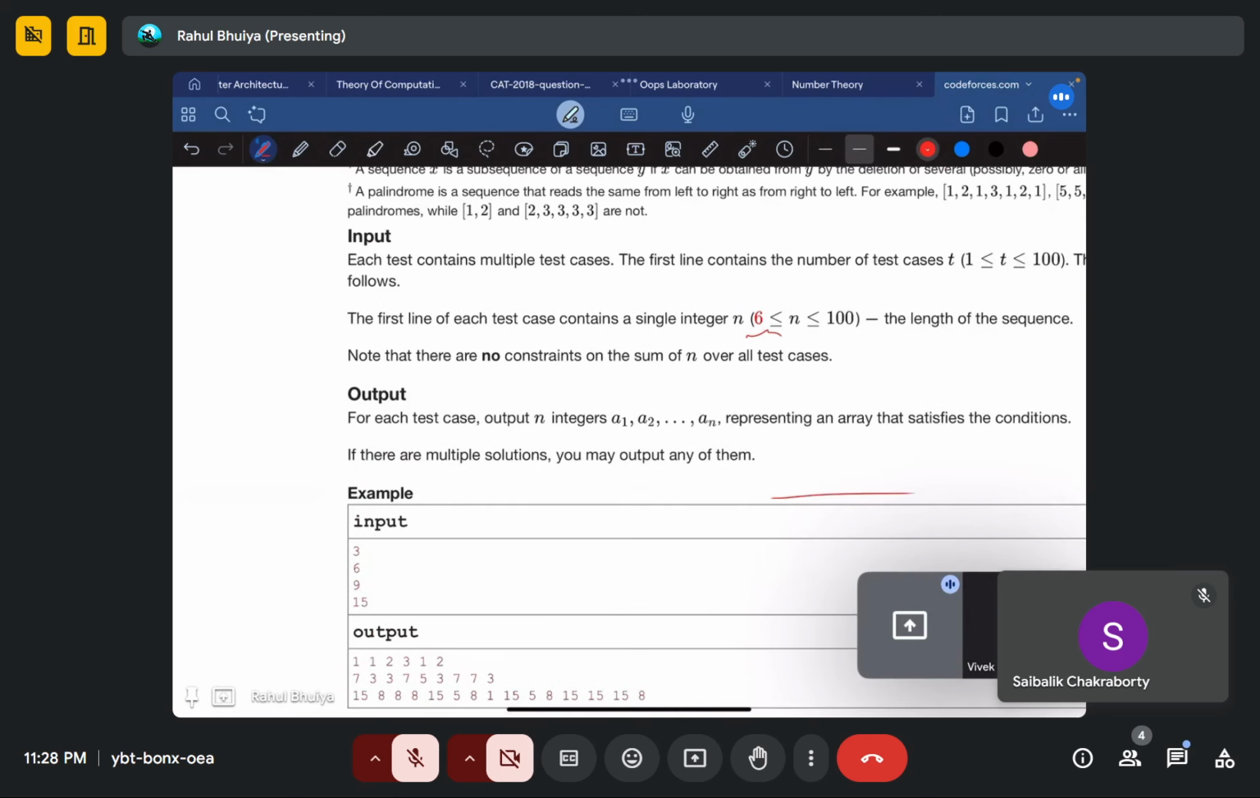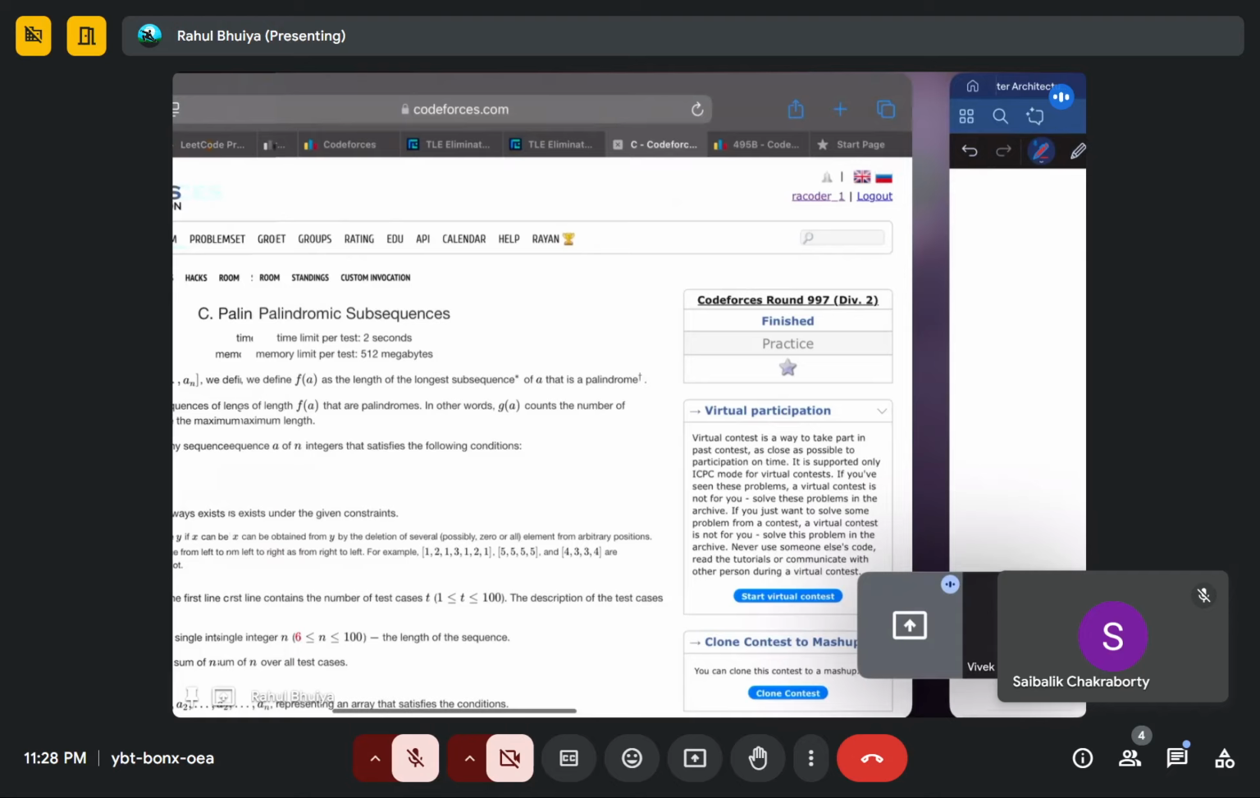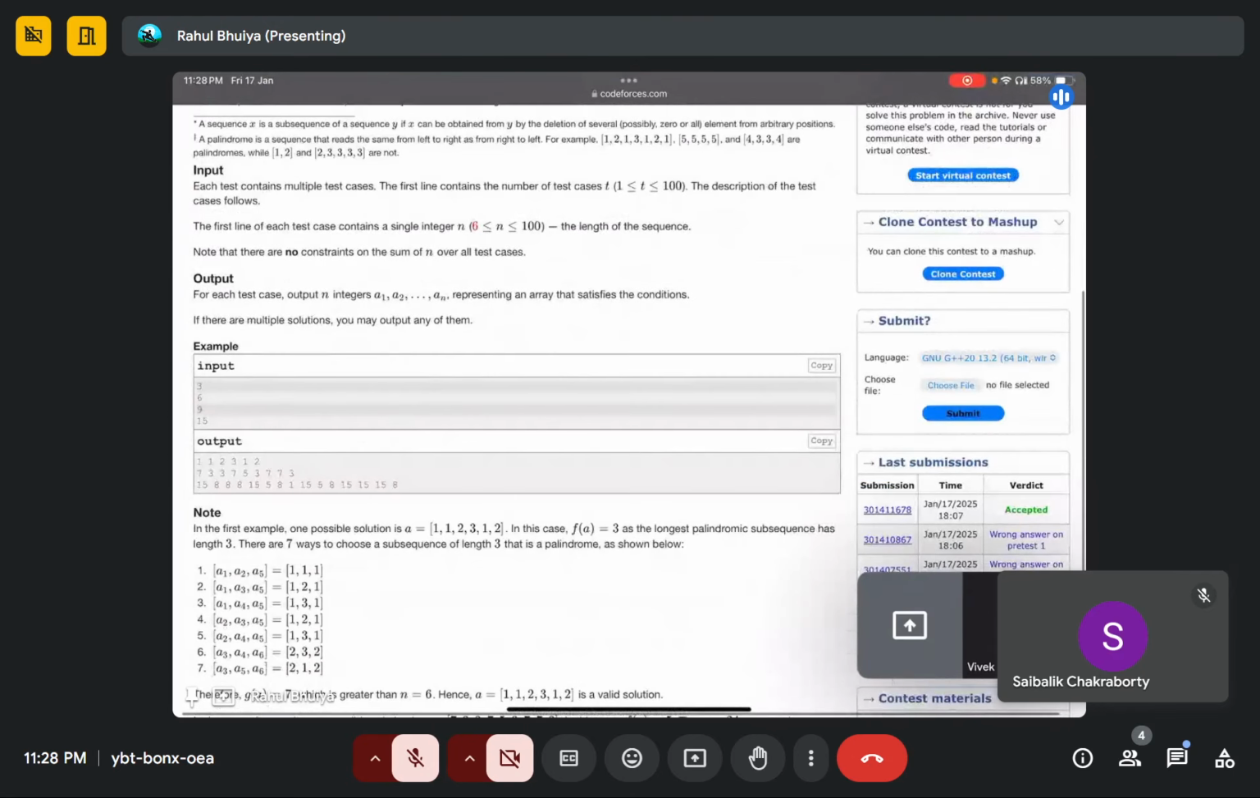6 was just the edge case. If we just do hit and try, this question was basically a hit and try question. For 6 you can print a fixed sequence, and other than 6, all numbers will follow that property. So directly we can see the implementation of this program. It is a very short implementation.